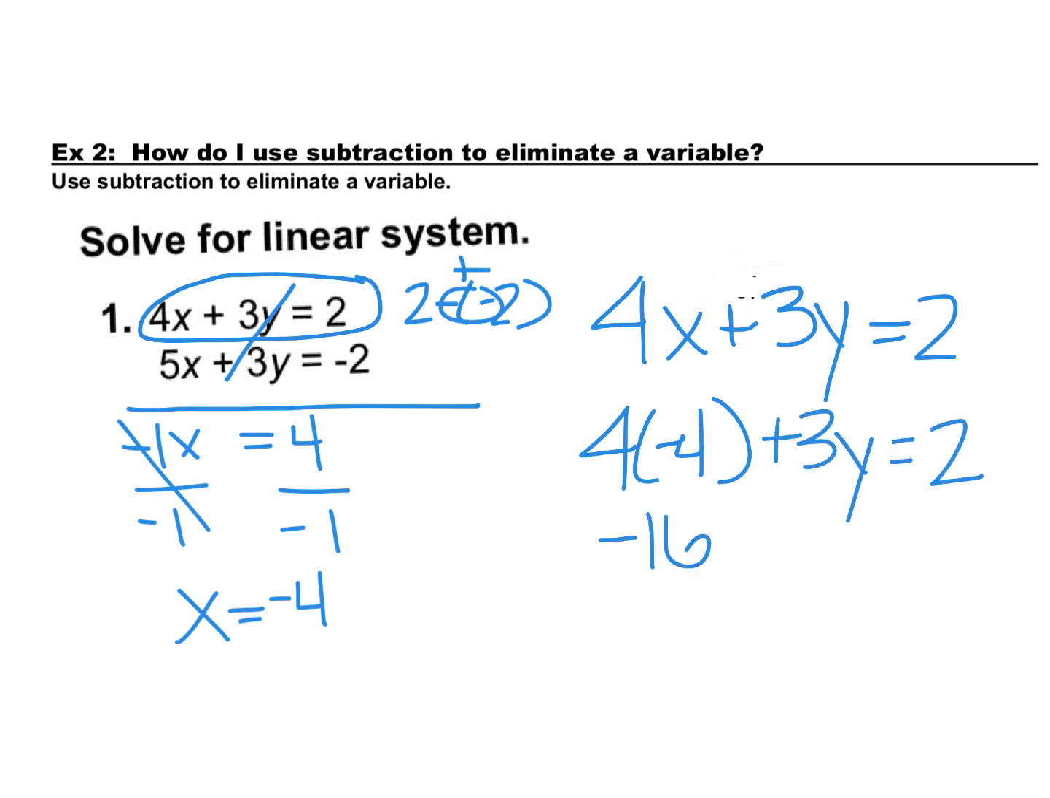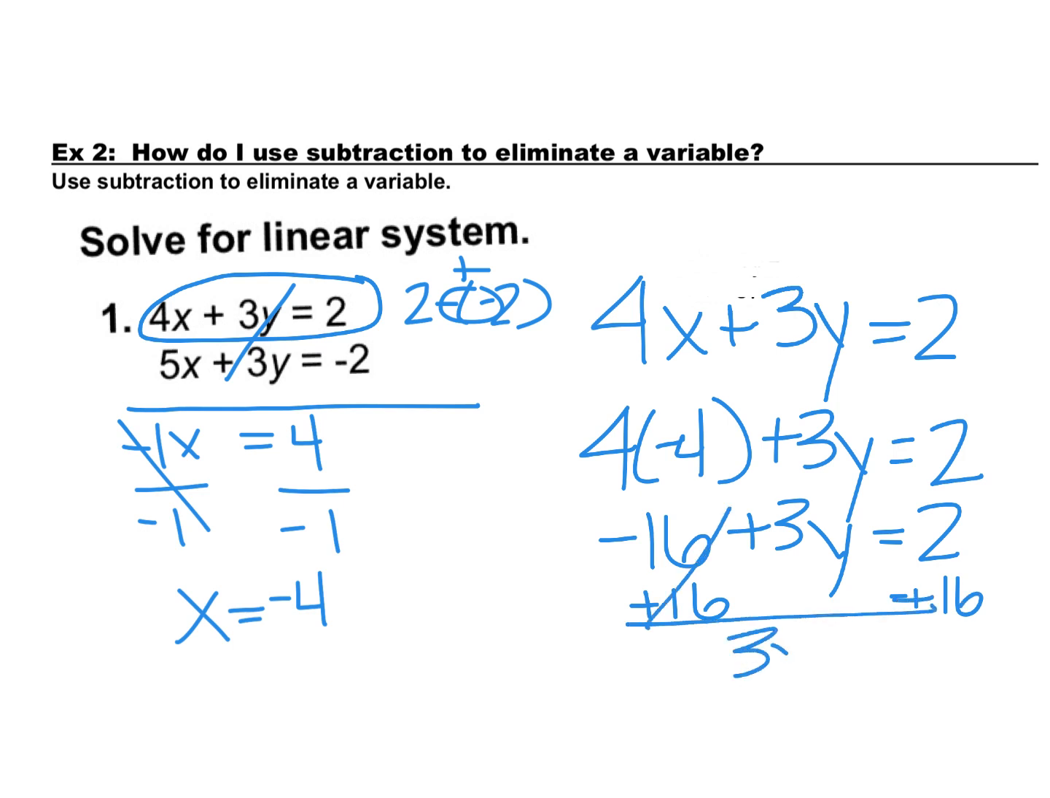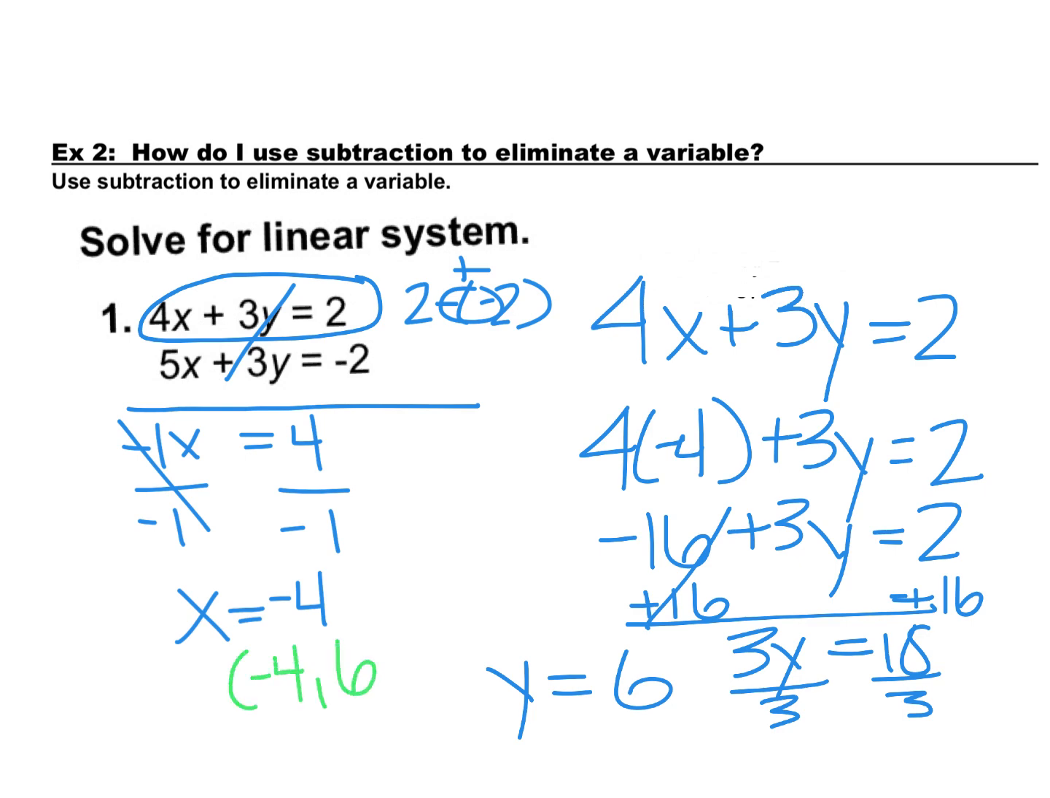All right, so negative 16 plus 3y is equal to 2. Plus 16, and I have 3y is equal to 18, and I'm going to divide, and we're going to say y then is equal to 6. 18 divided by 3 is 6. So now our solution, our x is negative 4, our y is 6, so the point at which they are going to intersect on the graph is going to be at the point negative 4, 6.